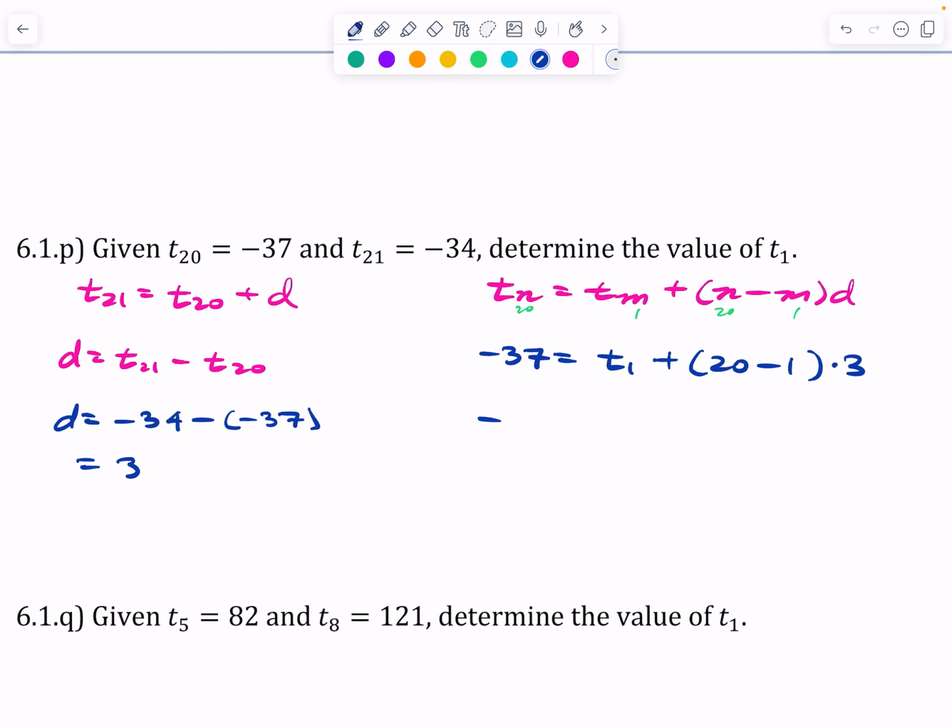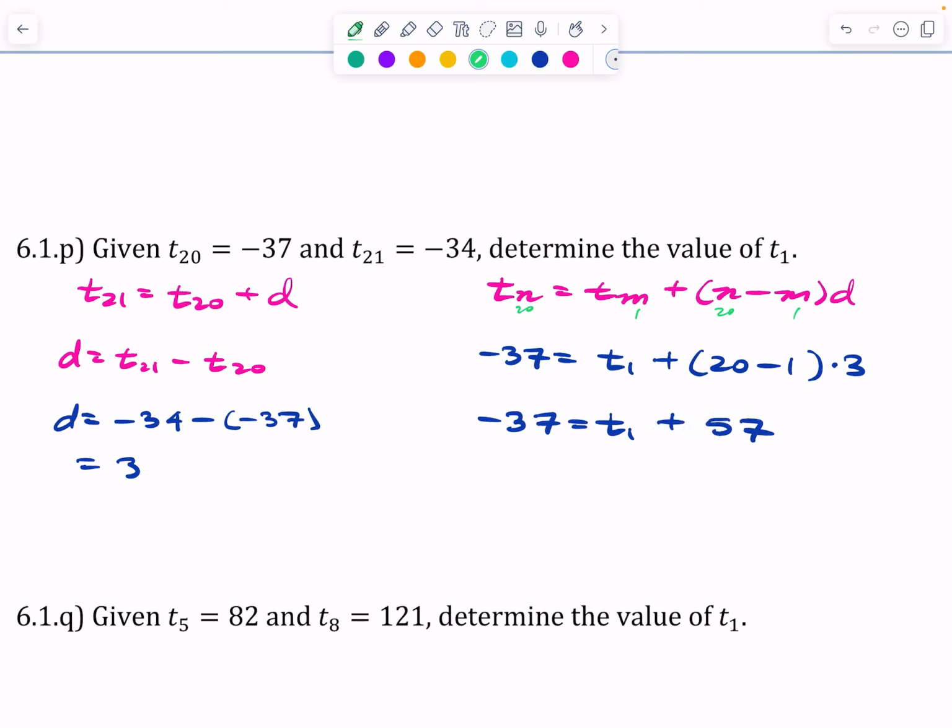It's probably advisable to write out your process here. You don't have to show a separate step of evaluating 20 minus 1 and then multiplying by 3. You can do that in one shot. Use your calculator if you want to try that out. Whatever 20 minus 1 times 3 is with all those brackets in place. But we should be getting 57 for that value.